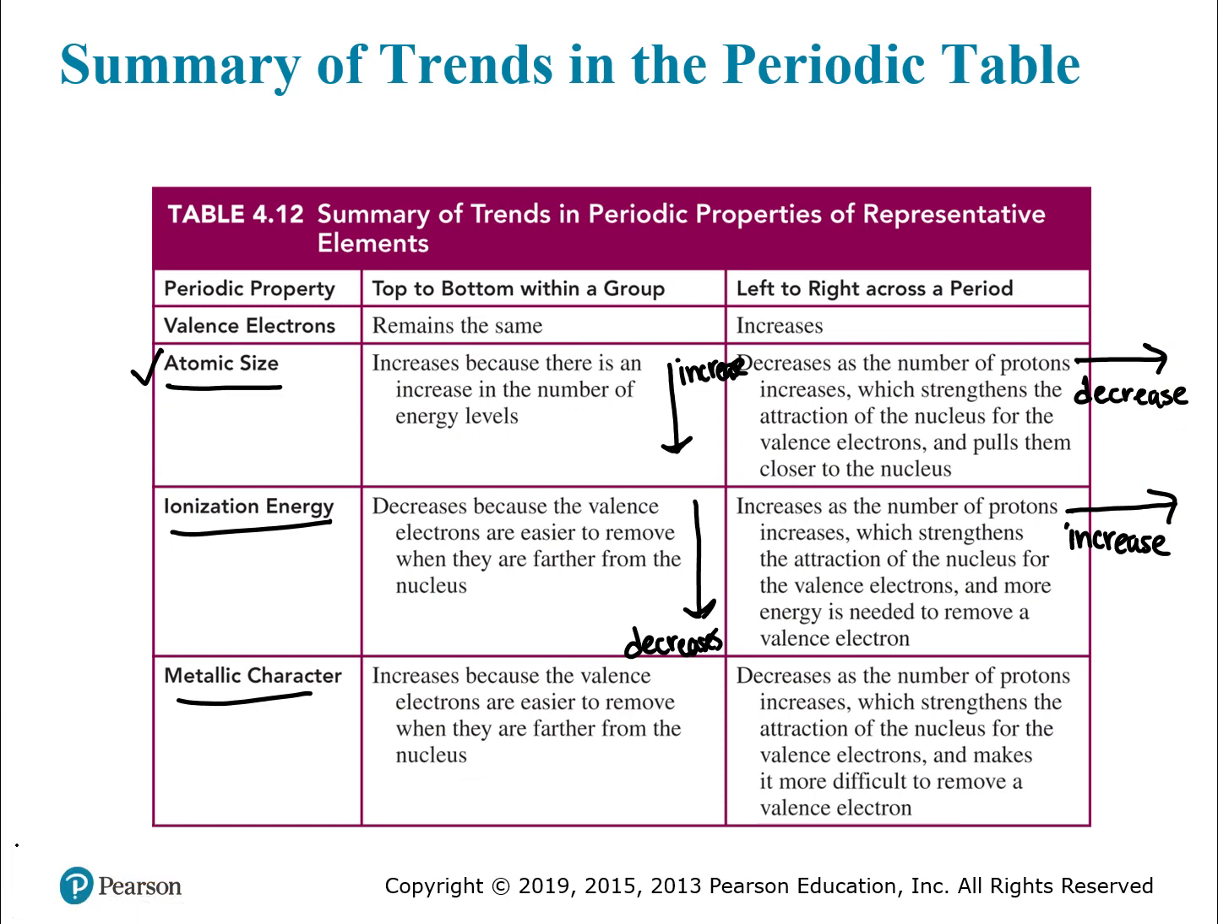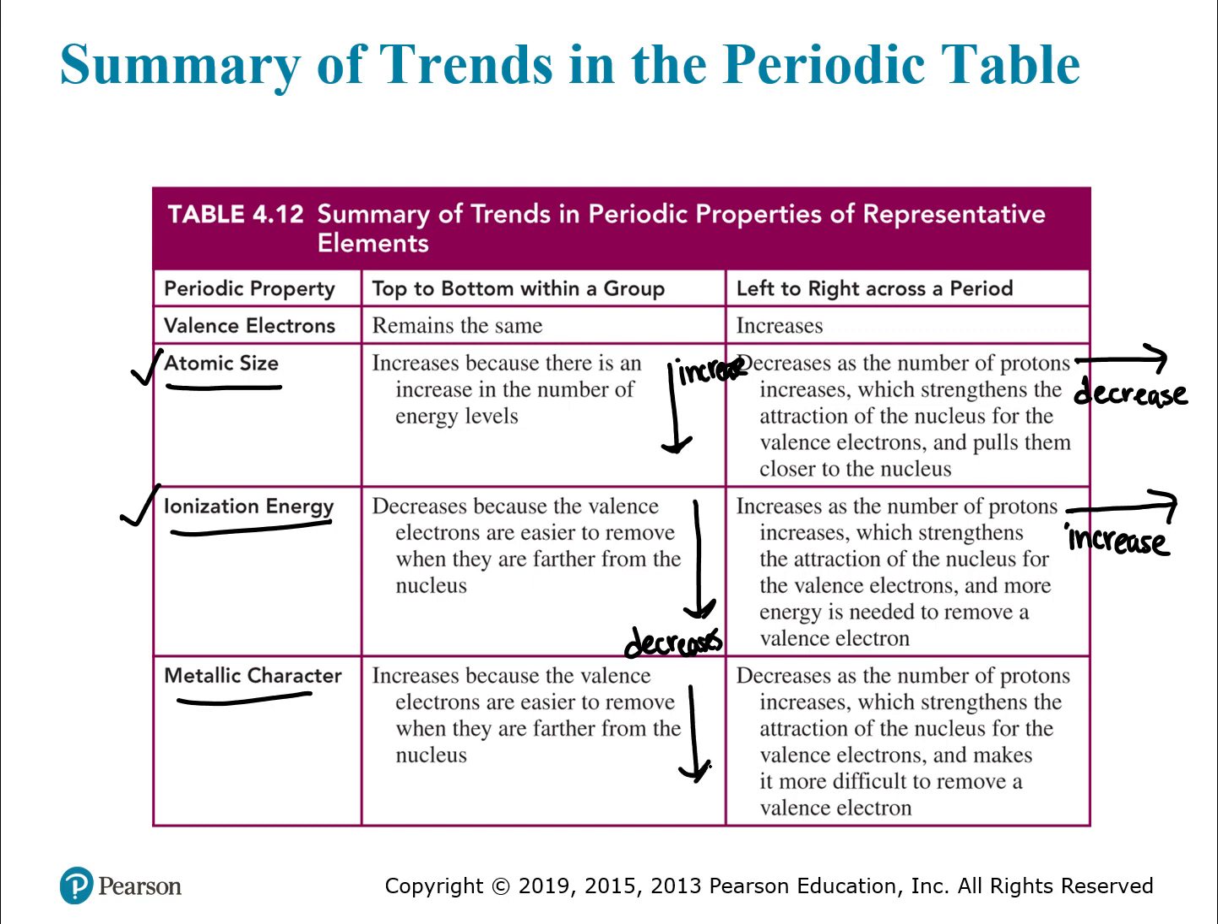The final one that we're going to cover is metallic character. And that just talks about how easy it is to remove a valence electron. Similar to ionization energy, but not quite. When we say metallic character, the more metallic character something has, the easier it is for an electron to be drawn away. It's going to follow the same trend as atomic size.